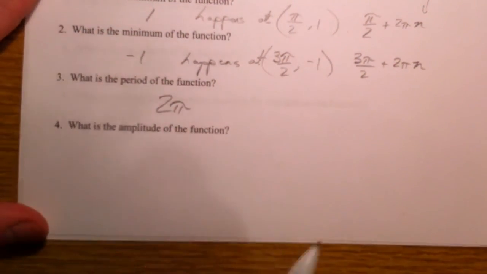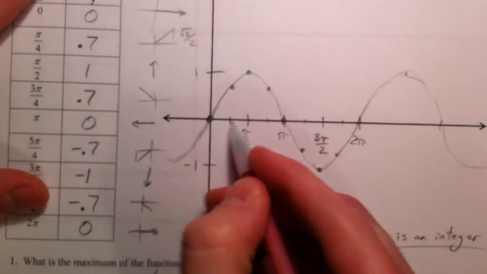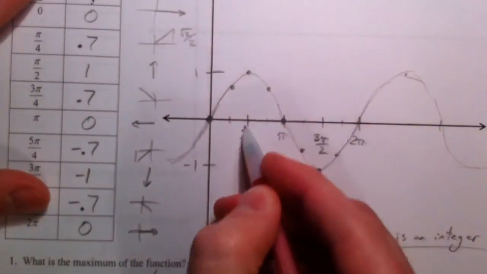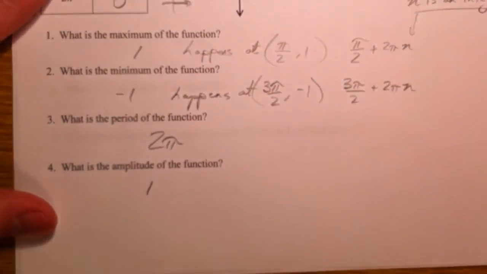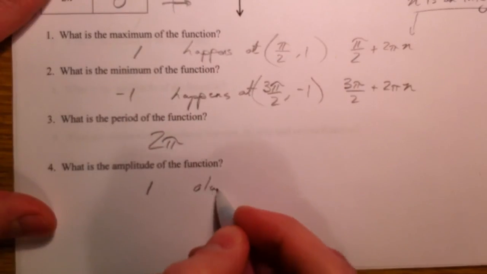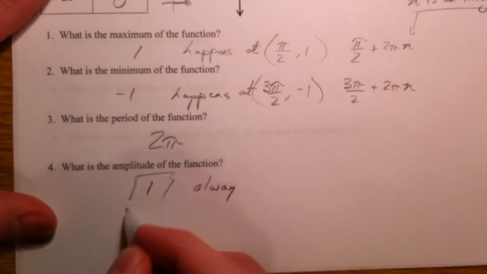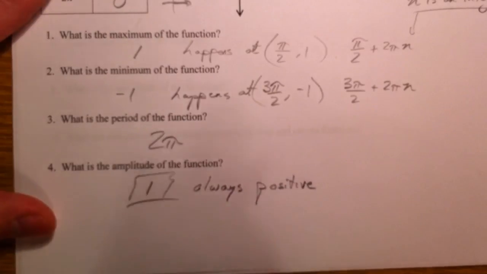I define that as the distance from the equilibrium. So how far did we get from the middle? We got one up and one down, and so the amplitude is 1. Again, it's a distance, always positive. And that's the sine curve.